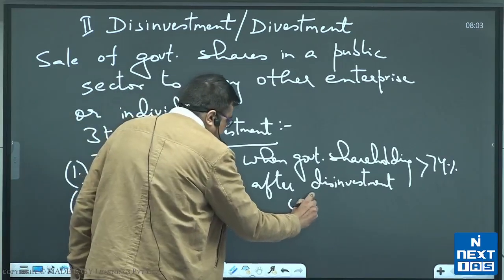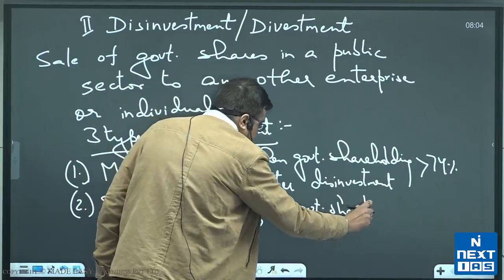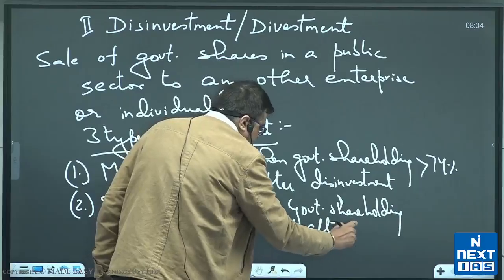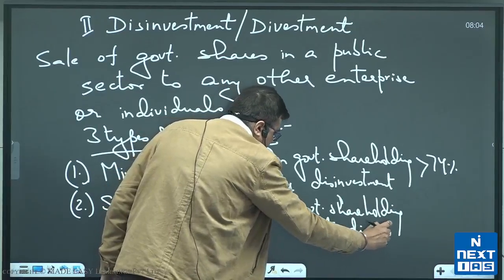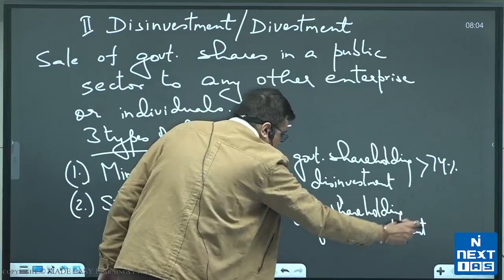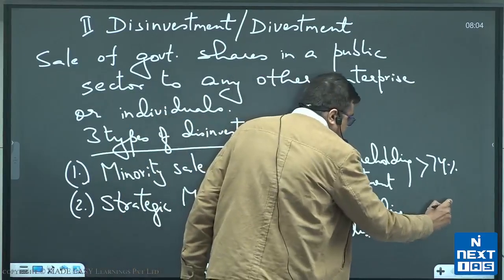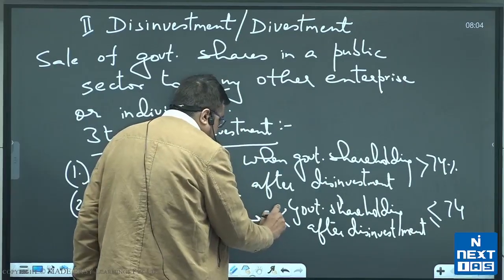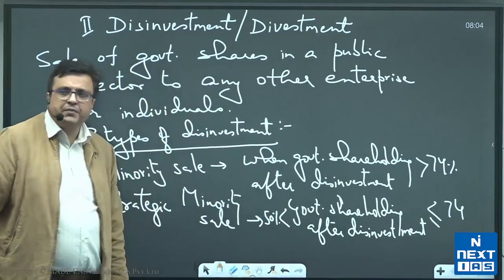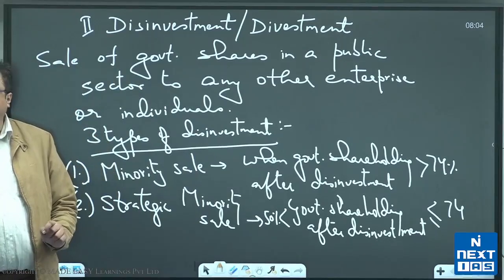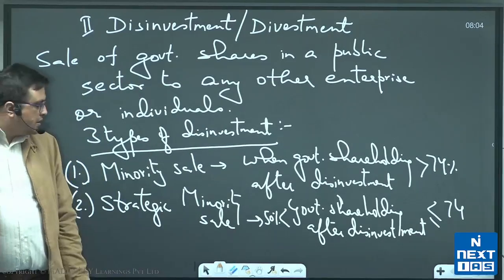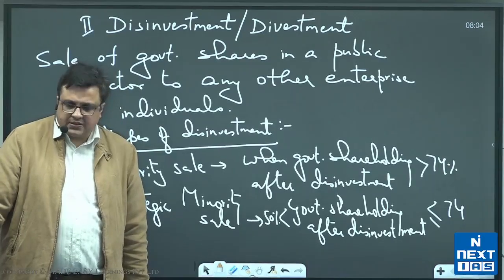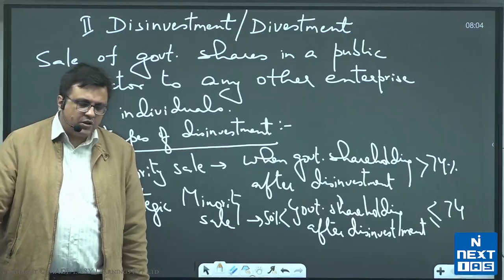In this case, government shareholding after disinvestment is less than or equal to 74% but greater than 50%. All right, that is this government shareholding situation here.